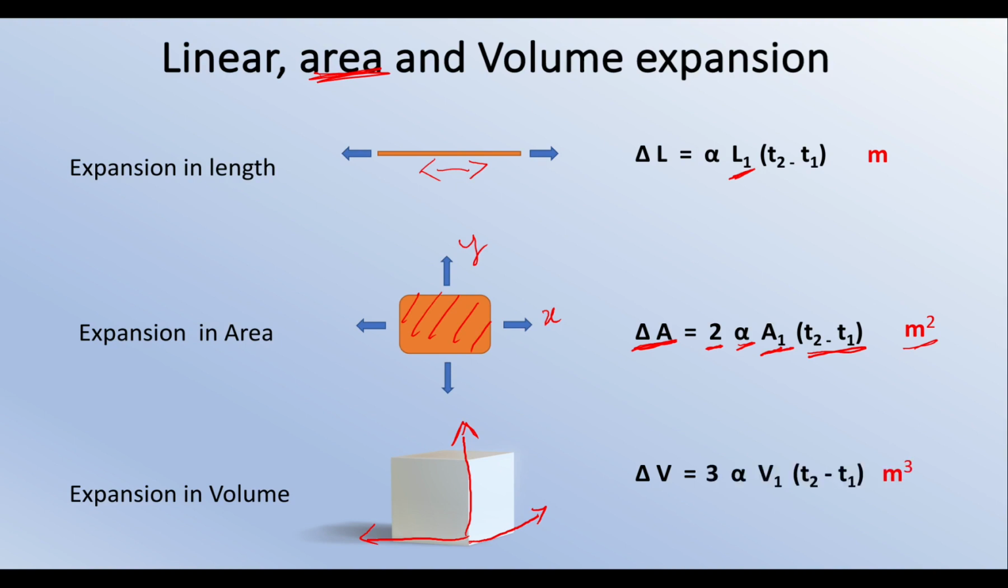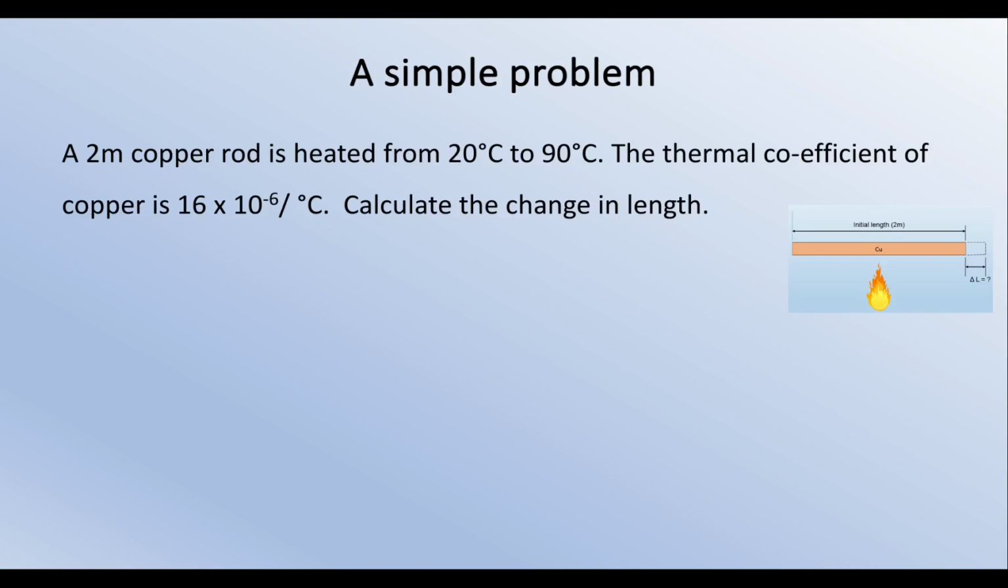This is the equation. It's that simple. 3 times alpha. Why 3? Because the expansion is happening in 3 axes or 3 dimensions. Alpha times V1 times the change in temperature, and the unit is meter cube. Now, my dear people, we have looked at this as an engineering concept.